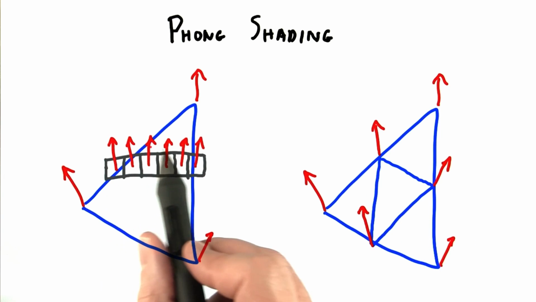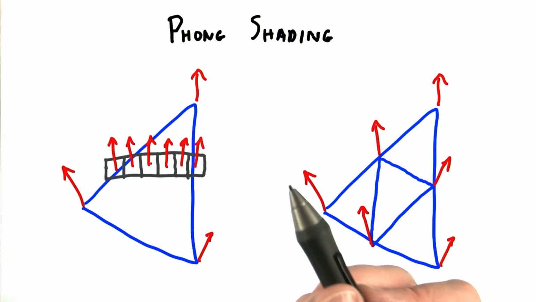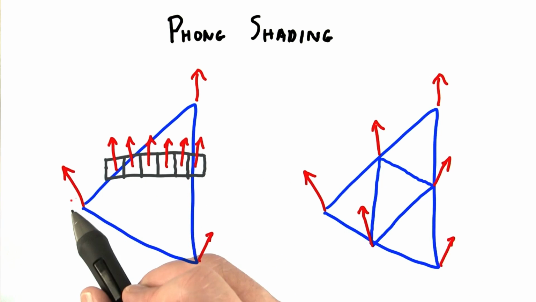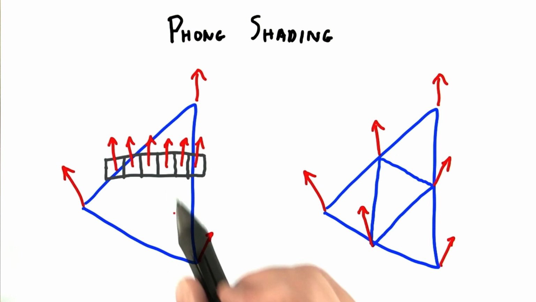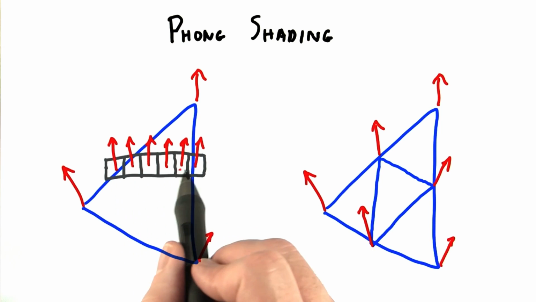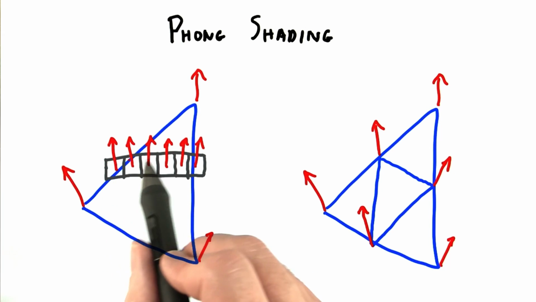Ideally, what we'd like to do is evaluate the reflection model at each pixel. This is an entirely fine solution. Instead of interpolating the RGB values that result from computing the effects of lighting, we interpolate anything we need in the reflection model. In this case, all we need to interpolate is the shading normal.